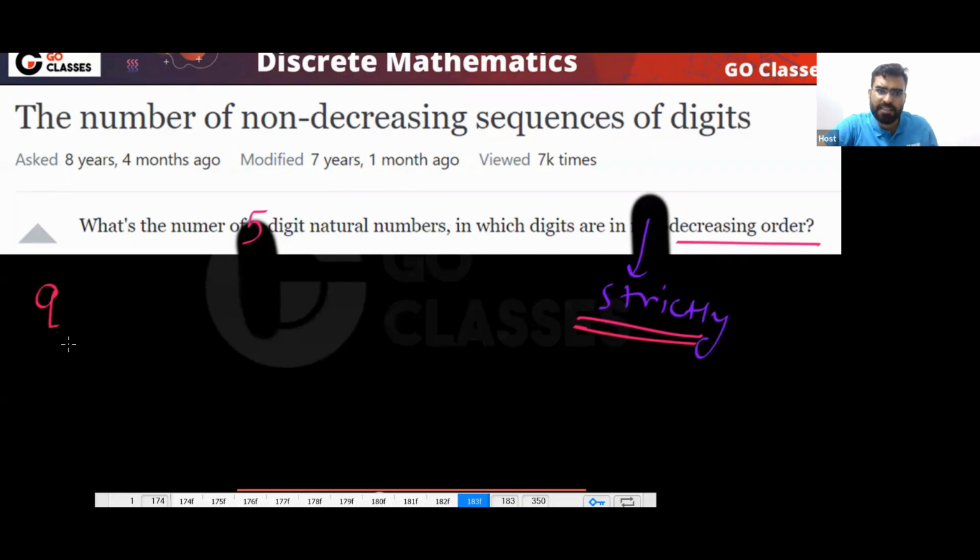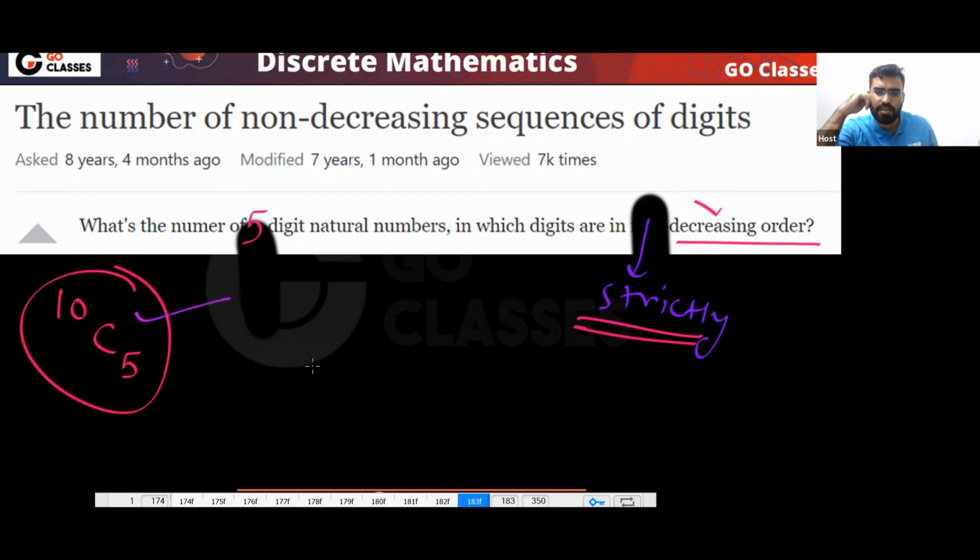There are a total of 10 digits. From them you select 5, but you want strictly decreasing order. So from 10 you can select 5. Whichever 5 you select, they will give you one. For example, if I select these.